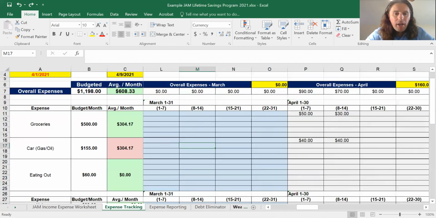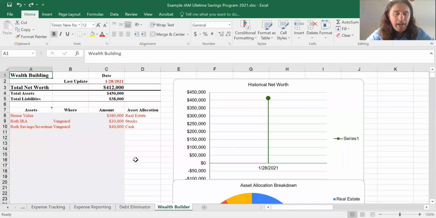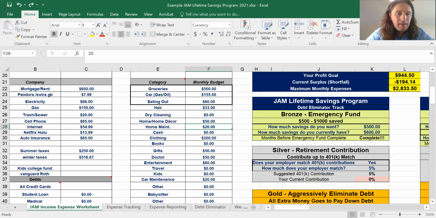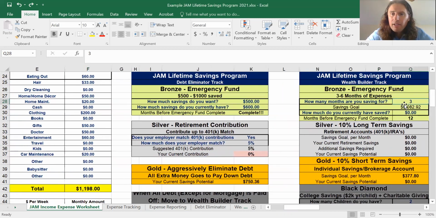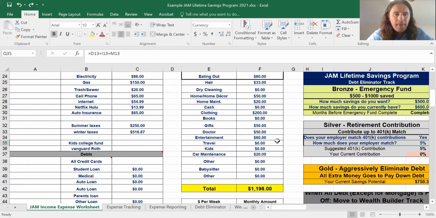So if we are now in the wealth building track, what we want to do is take a look back at the expense worksheet and identify where we are here on the wealth building program. It looks like all of the starter emergency fund is done. Now we want to start attacking the emergency fund on a larger level, 3 to 6 months worth of expenses, and also working on retirement savings. So we're going to work on that concurrently.